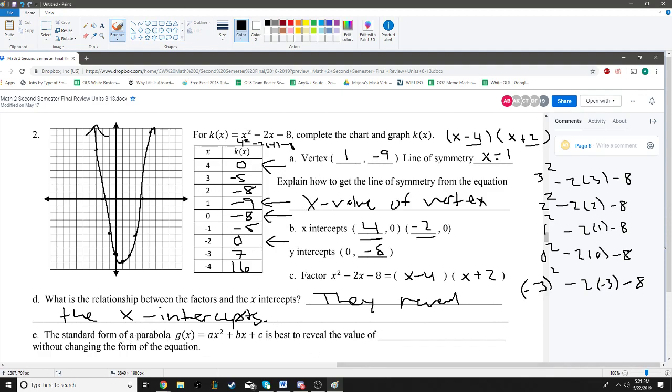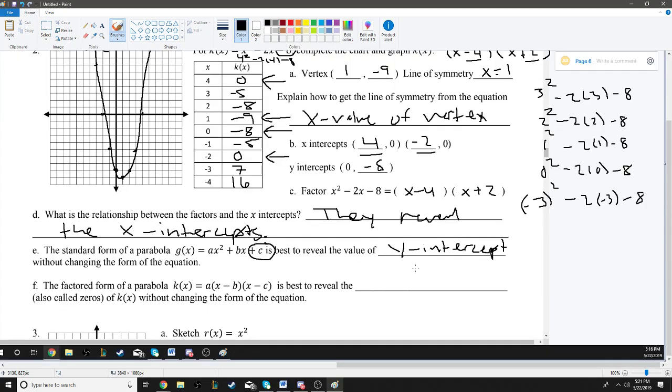And it says the standard form of this is best to reveal the value of the y-intercepts without changing the form. The reason why you know it's the y-intercept is because you can just look at this number and that's your y-intercept. Okay, it says the y-intercept is 0, -8. -8 is just the thing at the end, because when you cross out all the x's, that's the only thing that's left. So that's nice and fast. The factored form is best to reveal the intercepts. Or another thing you can say instead of the intercepts are the zeros of the function.